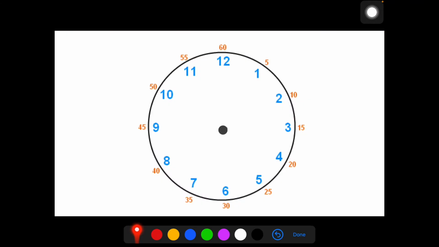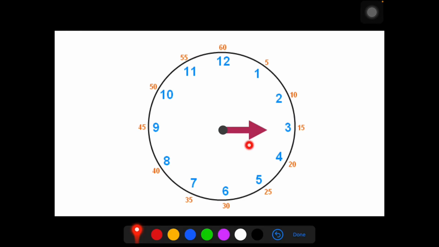Alright, let's look at this one. Do you know what it is? Yes, it's a clock. You can see the numbers. Normally we will see number 1 all the way to number 12. But these small numbers, normally we don't have them on the watch, but we are going to look at how to read them. Alright, let's get started.